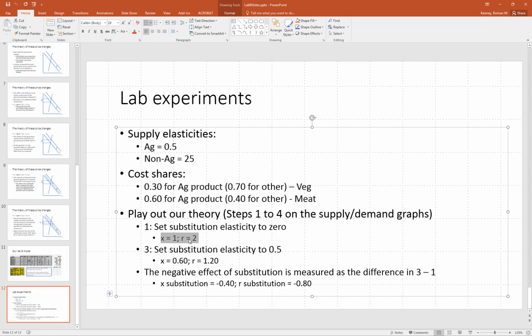Demand goes up by 1, price goes up by 2. Set the substitution elasticity to 0.5, and you're getting the final effect, 0.6 versus 1.2, and then compare 3 versus 1, and you get the part of it that's contributed by the substitution. So negative 0.4 to the demand, negative 0.8 to the price. And that's what you're asked to do only for the case when it's 0.6 in your quiz.